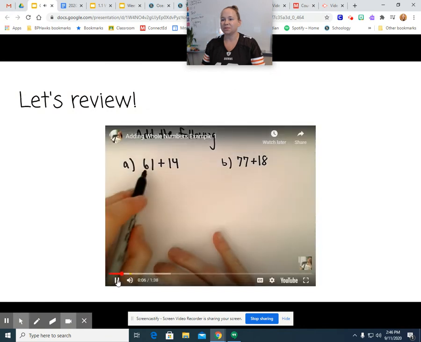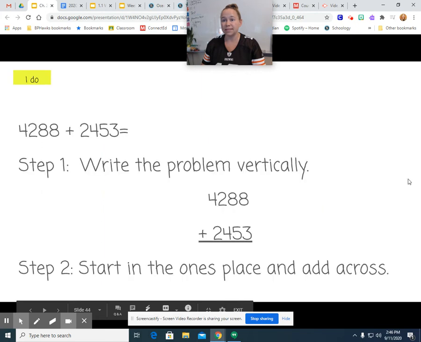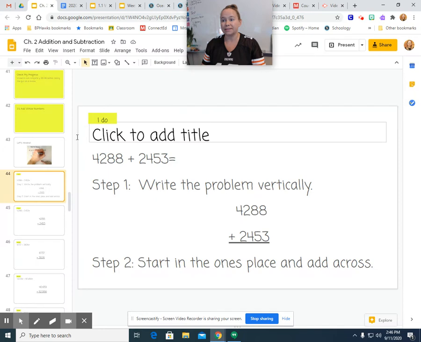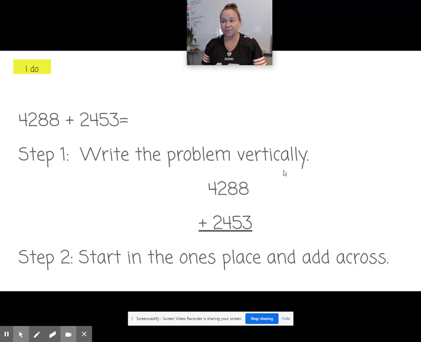All right, so that was a good review of what you learned in previous grades. Let's see. I'm going to exit this and present again. There we go. Here's the I do, right? If I'm doing this for you, we're going to write the problem vertically, and then we're going to start in the ones place and add across.